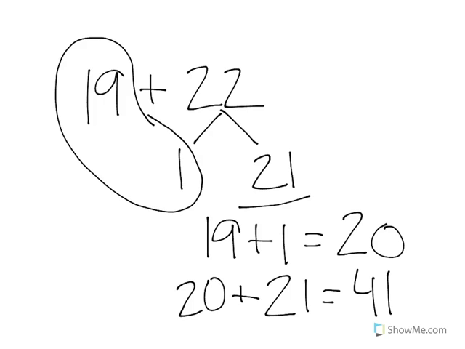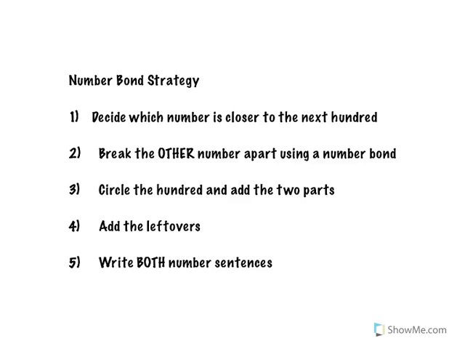What happens when we have hundreds when we're doing this? Let's take a look at our rules right here. So when we're using the number bond strategy for hundreds, this is what we do. First, we decide which number is closer to the next 100. Then we break apart the other number by using a number bond. Next, we circle the 100 and add the two parts. Then we add the leftovers, and finally we need to write both number sentences, the old sentence and the new one. Let's look at an example.